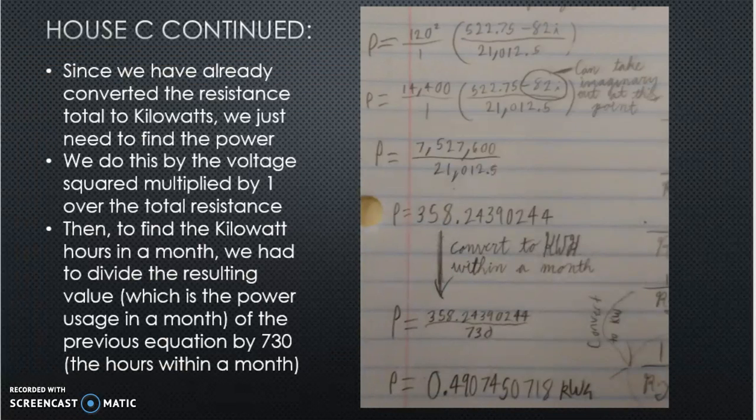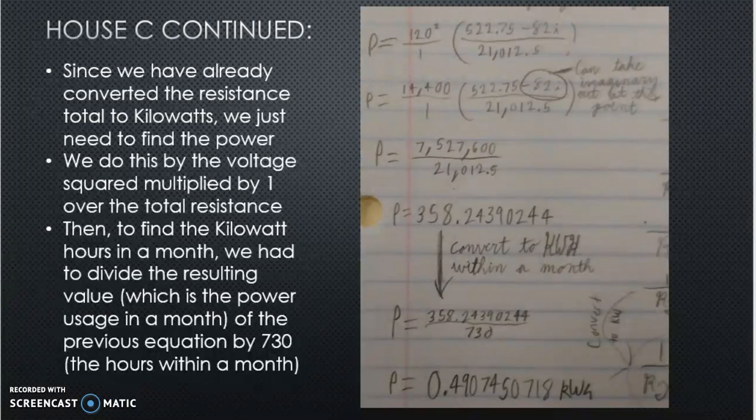Now, since I had already gotten the 1 over RT, we had to convert to kilowatts, which means just divide each value within that by 1,000. Then we would multiply that value by the voltage squared, which is 120 squared, which is 14,400. Which, by the way, at this point, you can actually take out the imaginary number. It's kind of like the fizz within a Coke. It will eventually dissipate within the equation.